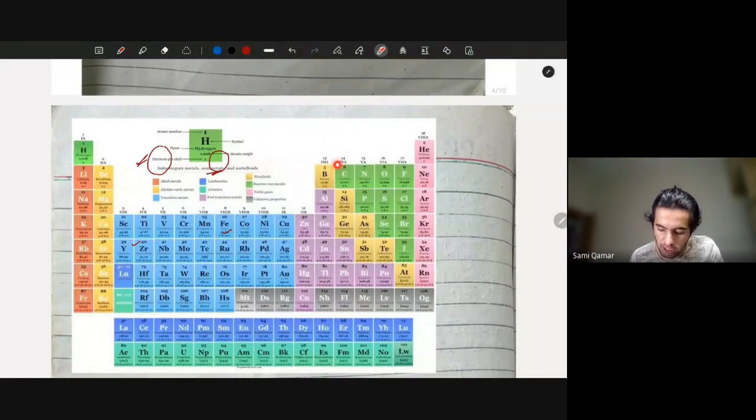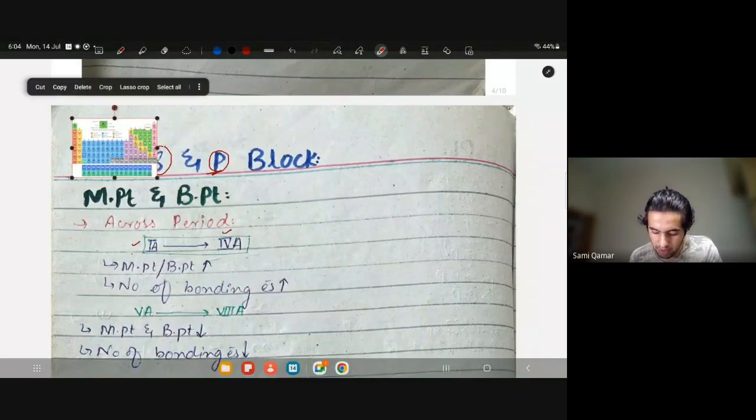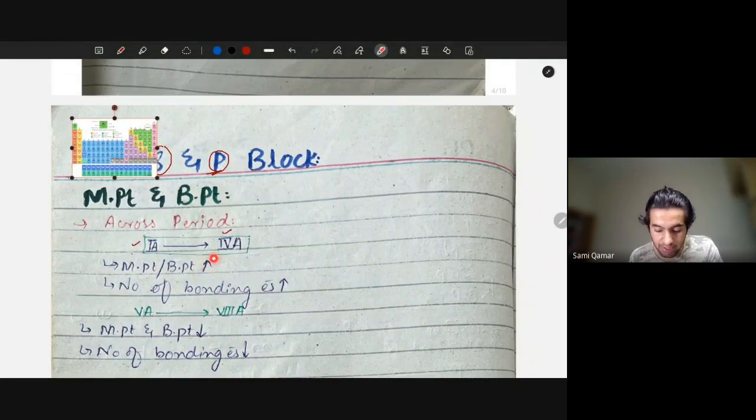From 1A up till 4A, let's take the second period: lithium, beryllium, boron, and carbon. When we are moving from 1A up till 4A, what will happen to melting point and boiling point? You can see this here. What will happen? Melting point and boiling point will increase.